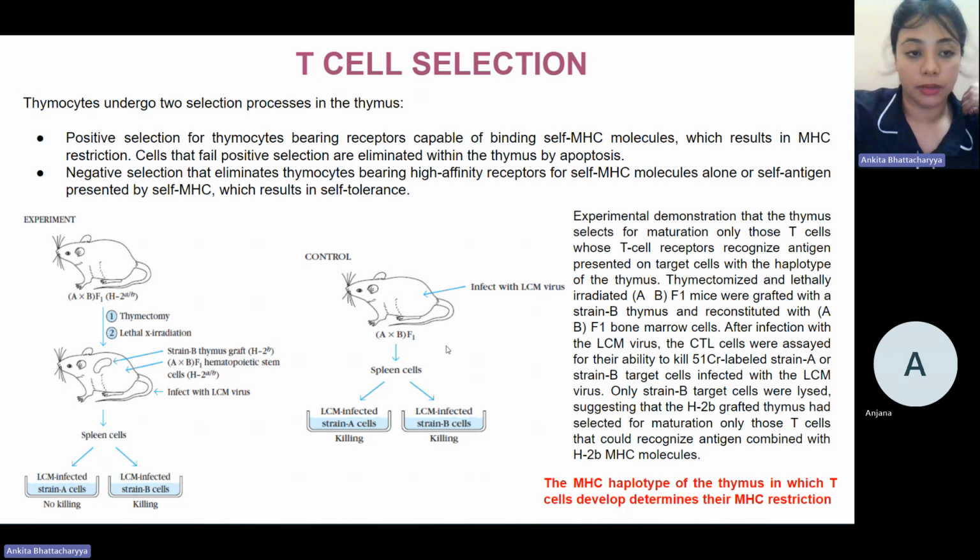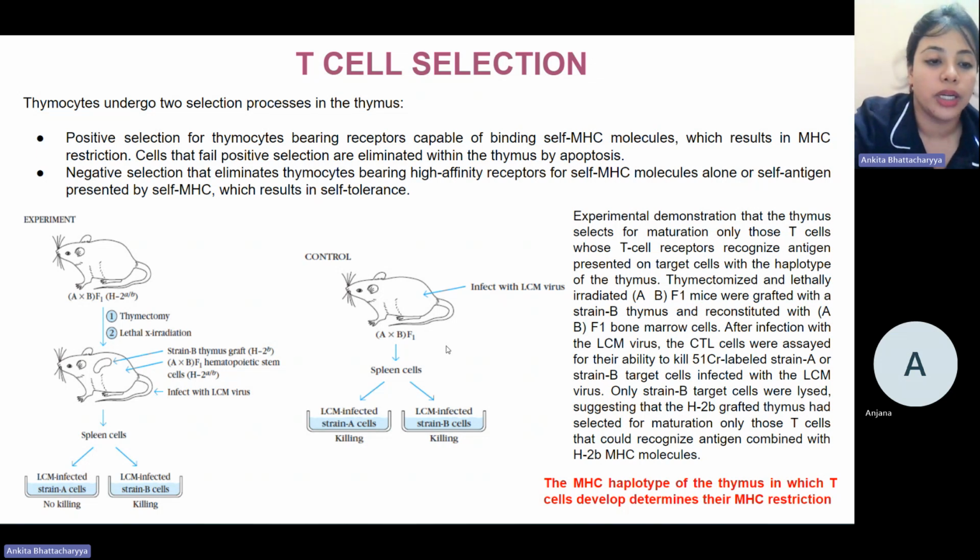So, coming back to the experiment that was performed, what they actually did was take a transgenic strain of mice, which here has been marked as A cross B because it is a cross between strain A and strain B, and the F1 generation mouse has been taken for this experiment. That was subject to thymectomy, which means the thymus was removed, and it was subject to lethal levels of X-ray, because that led to the removal of any T cells that are proceeding towards maturation. So this is a severely immunocompromised mouse, which is lacking functional T cells.